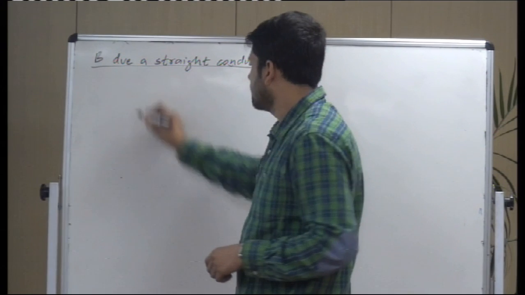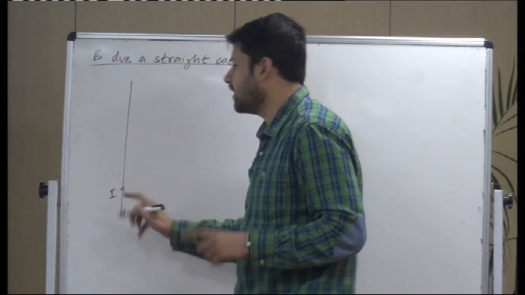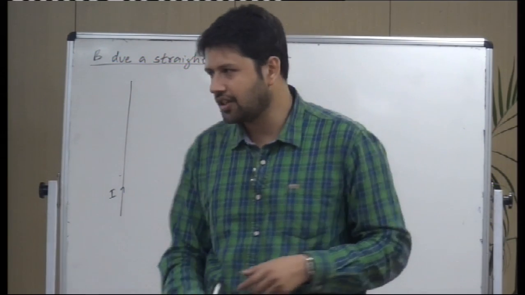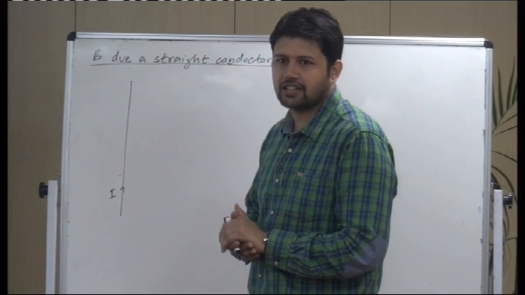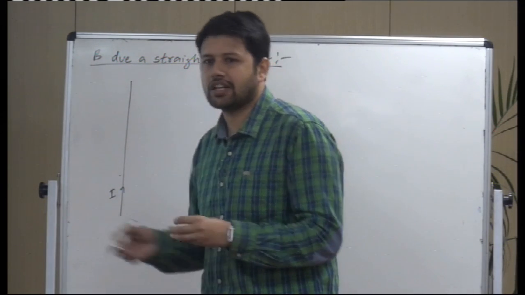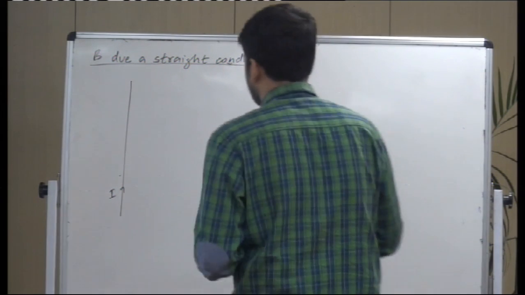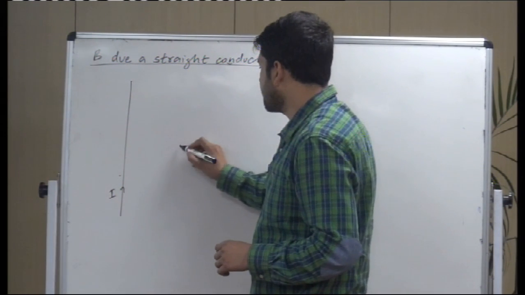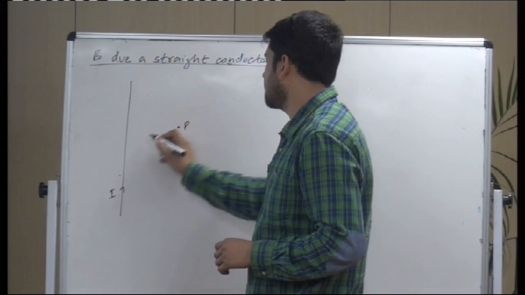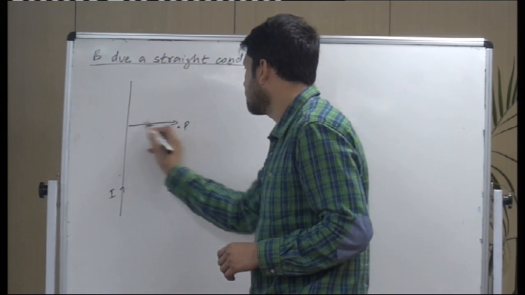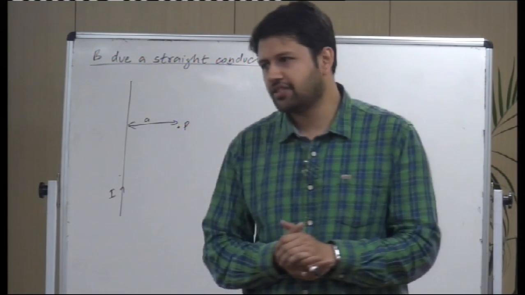Now this is a straight conductor carrying current I, and it is of finite length. So we are generalizing it for finite conductors, and by putting some values we would be taking it to infinite, basically a very long conductor. So let's say we have a point here, P at a distance a. This is the point where you want to calculate the magnetic field due to the wire.